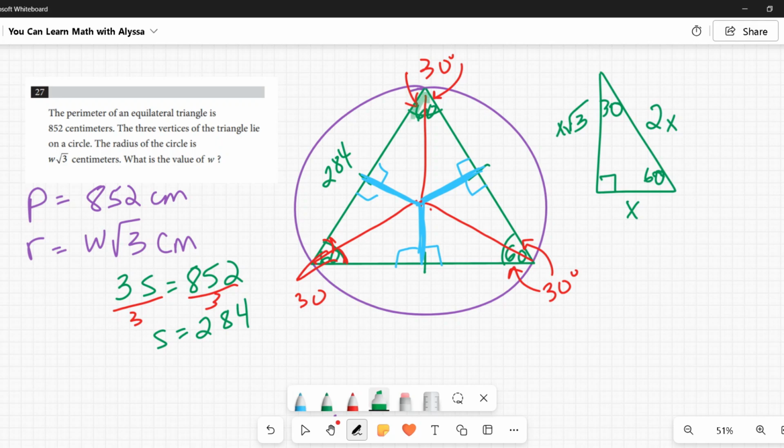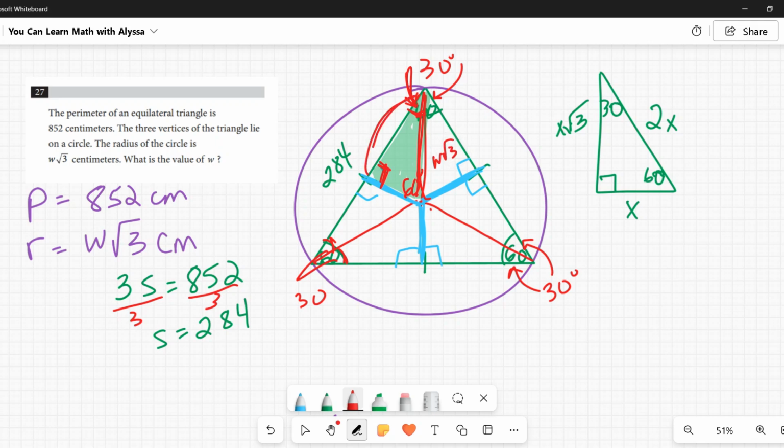So for instance, if I just looked at this triangle right here, I can see I've got my 30 degrees right there, got my 90 degrees. So the other remaining angle must be 60 degrees, always. Do I have any lengths of these sides? Well, I know the radii are all w square root of 3. Oh, forgive me, w square root of 3.